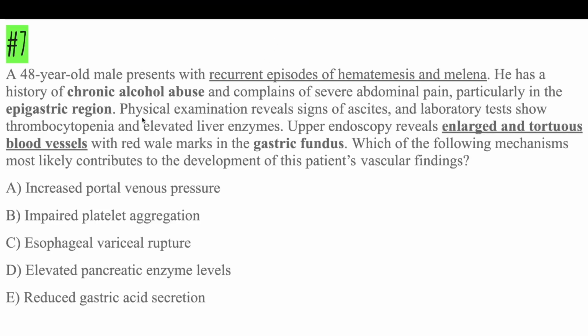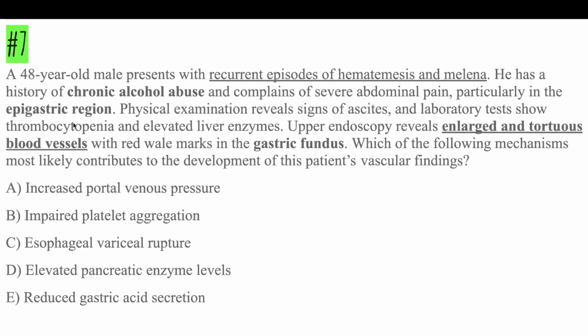So as you can see, we have someone who abuses alcohol, and he's having pain in the epigastric region. So this right here kind of alludes to something pancreatic. Not always, but in this situation where he's vomiting blood, and we see that he has some sort of varices, especially since they've done this endoscopy and we're seeing these gastric varices. It's showing us in this question that he's having gastric varices in the setting of chronic pancreatitis.